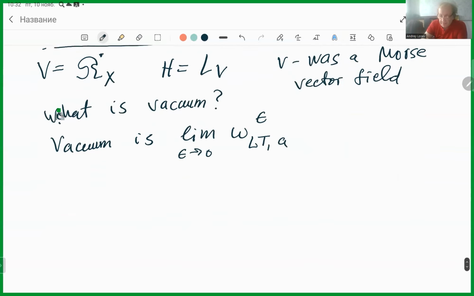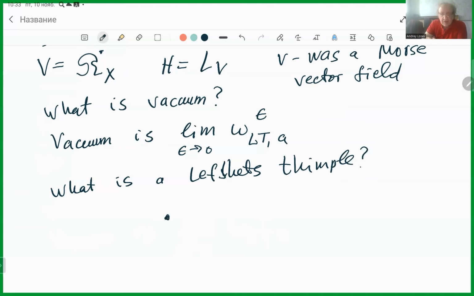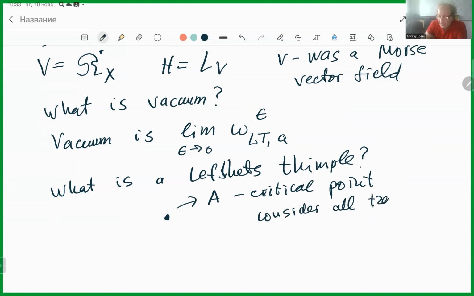What is the Lefschetz symbol? You take a critical point, and you consider all trajectories coming out of this point.